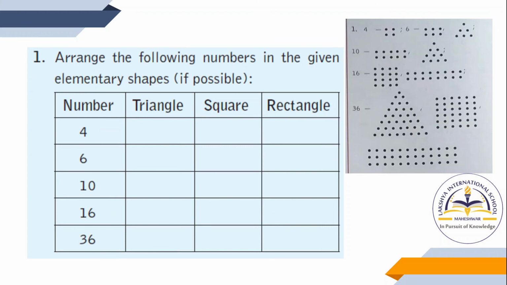Now 6, we can make a rectangle and a triangle, we cannot make a square. Here you can see how we can make it, you have to make this in your copy. Now with number 10 we can make a rectangle and a triangle. With 16 we can make a square and a rectangle. With 36 we can make a triangle, a square and a rectangle as well.